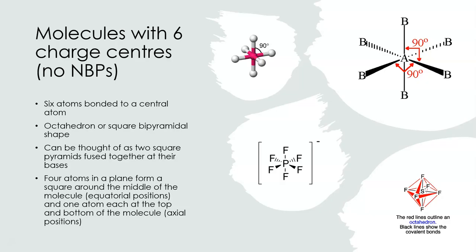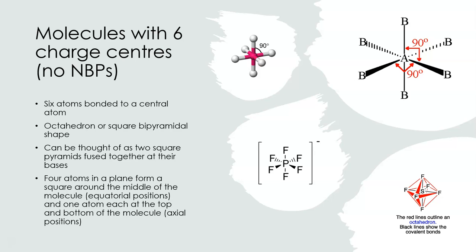Moving on to molecules with 6 charge centers and no non-bonding pairs, we get our octahedron. As trigonal bipyramidal was 2 triangle-based pyramids fused together, an octahedral complex is two square-based pyramids sat together at their bases. This is 4 atoms in a plane to form a square planar situation around the central atom. Then we have 2 atoms above and below.